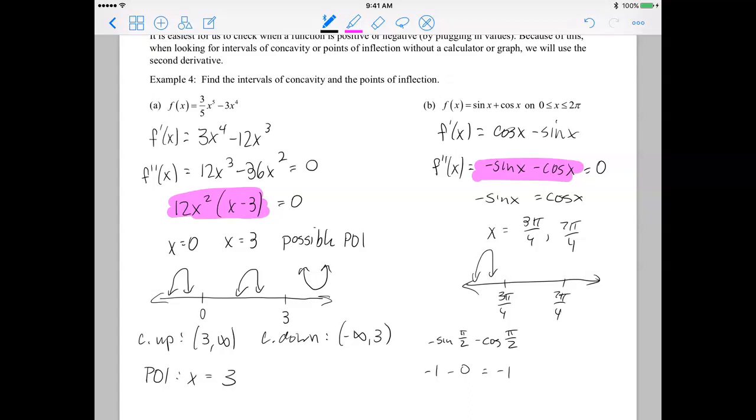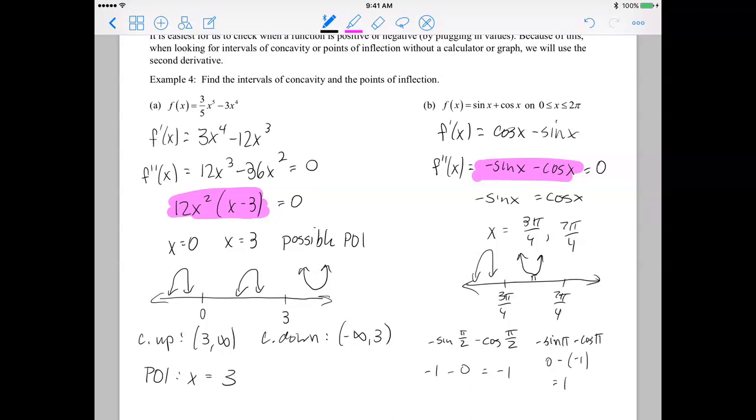Okay, in between 3 pi over 4 and 7 pi over 4 is 4 pi over 4, better known as pi, and so I'm going to plug in pi for that interval. So negative sine of pi minus the cosine of pi. Well, sine of pi is 0, minus the cosine of pi, which is negative 1, and 0 minus negative 1 is equal to positive 1. And so in this interval, the function is going to be concave up.